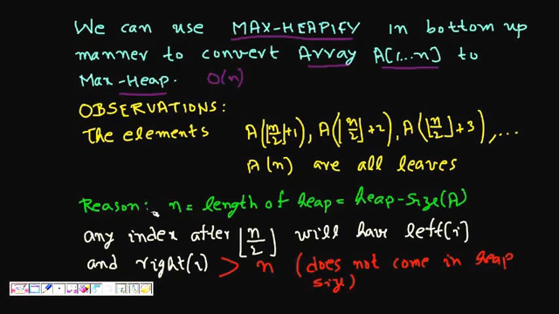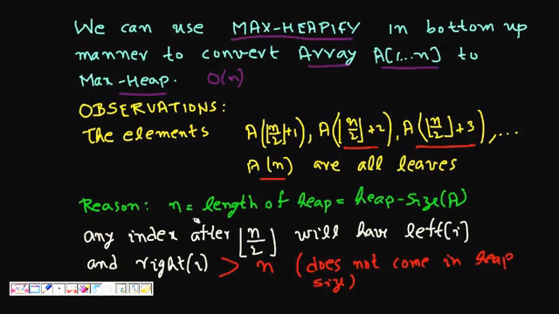So before we do that, let's have some observations. What we see is that if given an array of n numbers and we construct a heap from it, we will find that the elements a n by 2 plus 1, a n by 2 plus 2, a n by 2 plus 3 till a n are all leaves in the heap data structure.